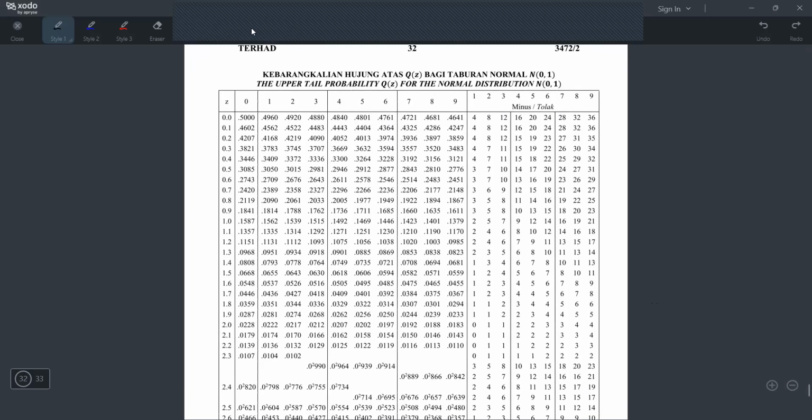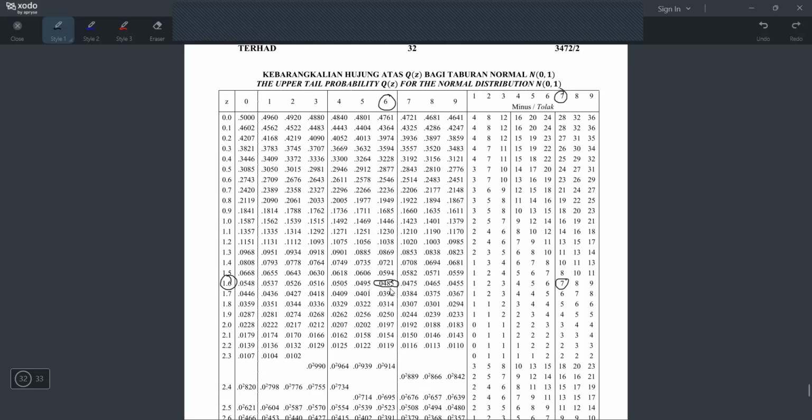So let's go 1.667. Tengok dari outside. So 1.667. So the value here is what? The first value here is 0.0485. Okay, and then the next value will be the 7 one, which is also 7. So what you have to do is you have to take this value minus 7.